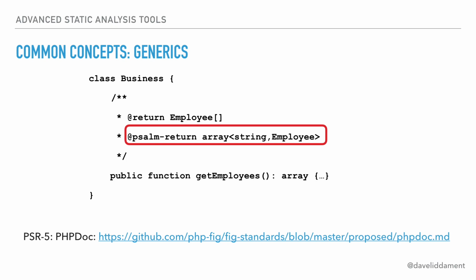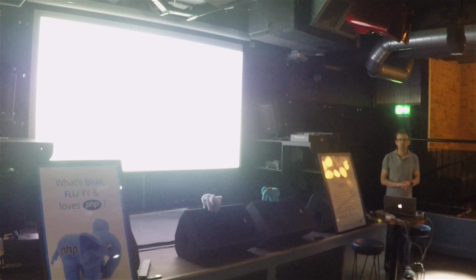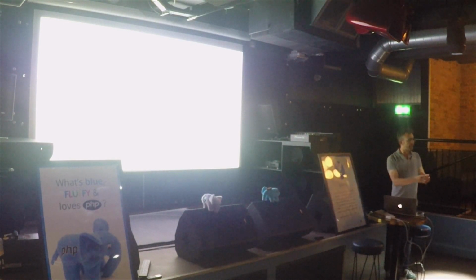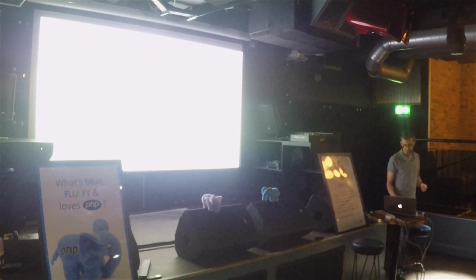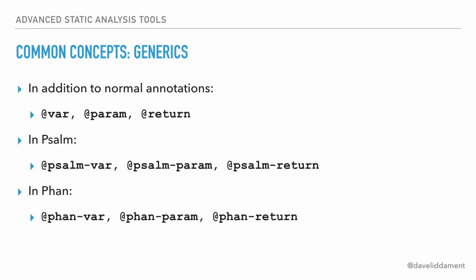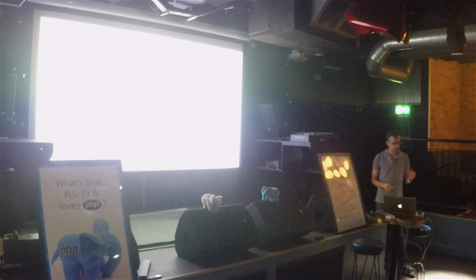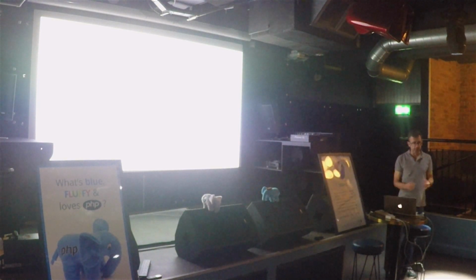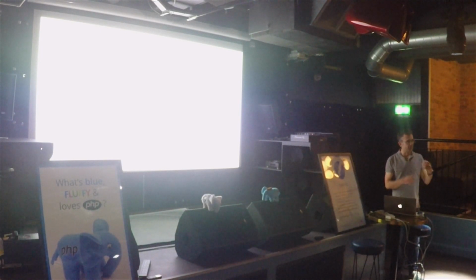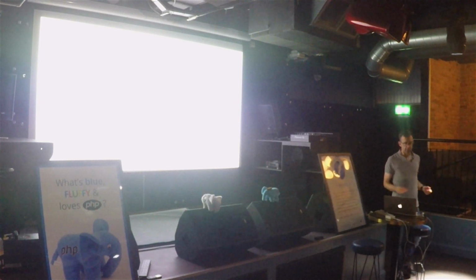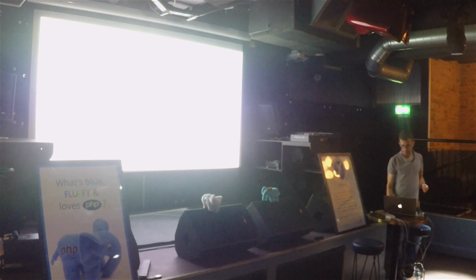But yeah, this is PSR5. It's quite exciting. In the last week or two, they've announced that they're now resurrecting this, and hopefully it will become approved soon, and then tools like PHPStorm will catch up. So basically what you can do to help out with generics is where you've got var, param, and return. In Psalm, you can have psalm-var, psalm-param, psalm-return, and same again in Phan. So this is a way you can give additional information to those static analysis tools.